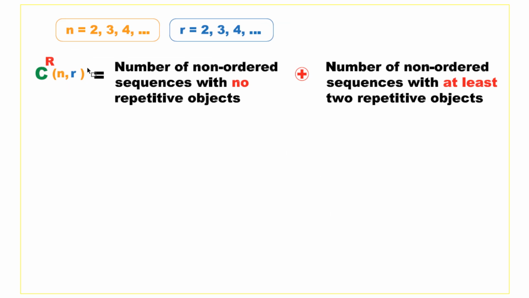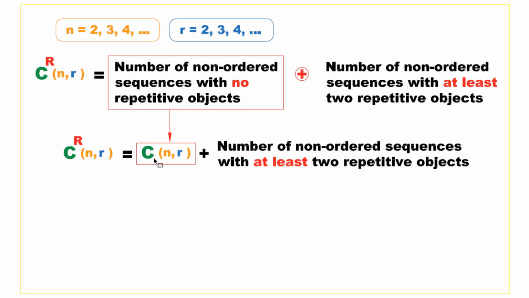As we have seen, combination with replacement allows repetition of letters in the generated sequence. So combination with replacement is always going to be divided into sequences with no repetitive objects and sequences with repetitive objects. So in such case, the number of combination with replacement is equal to the number of sequences with no repetitive object plus the number of sequences with at least 2 repetitive objects. However, the number of sequences with no repetitive objects is equal to combination without replacement.